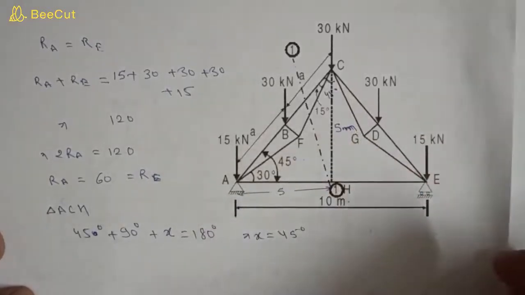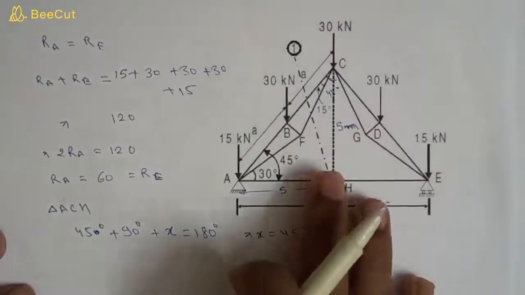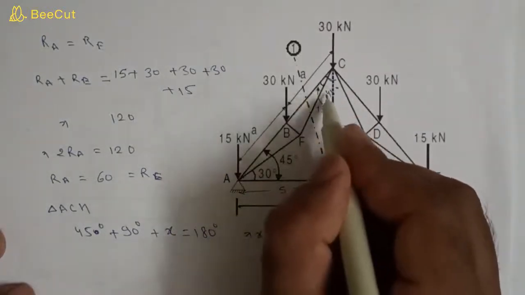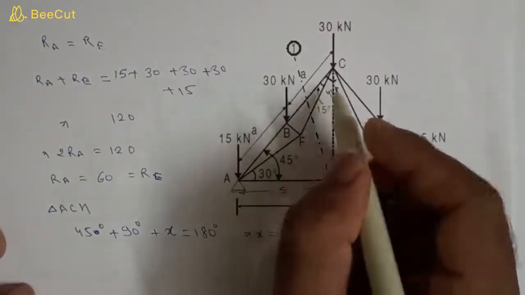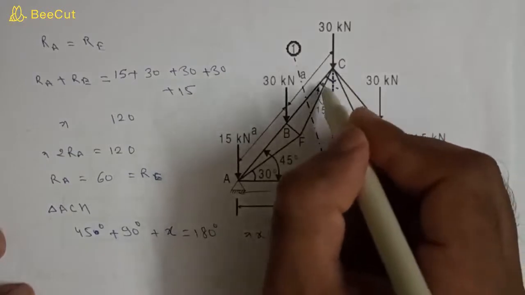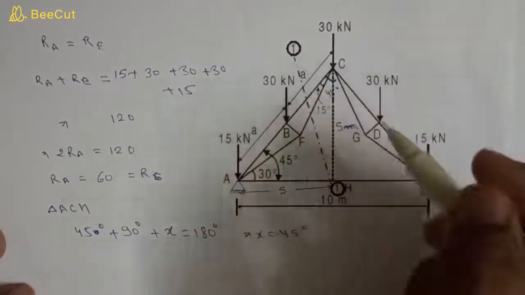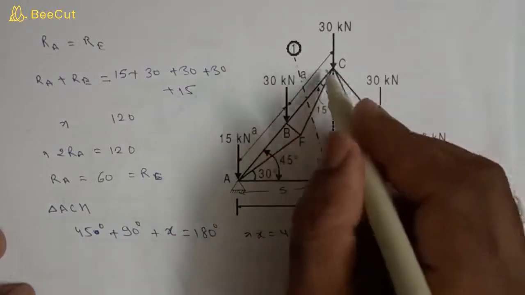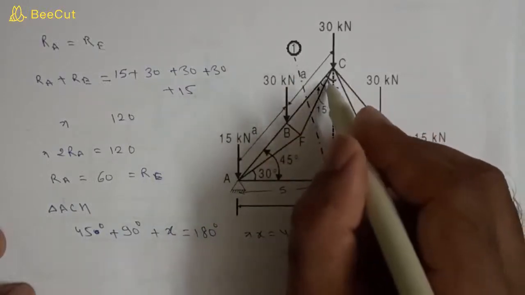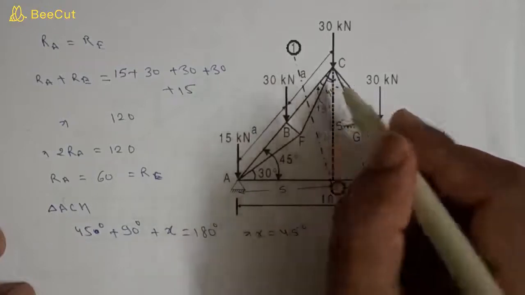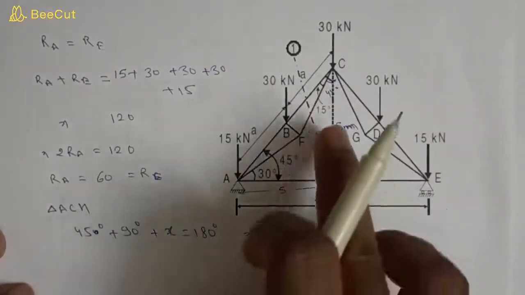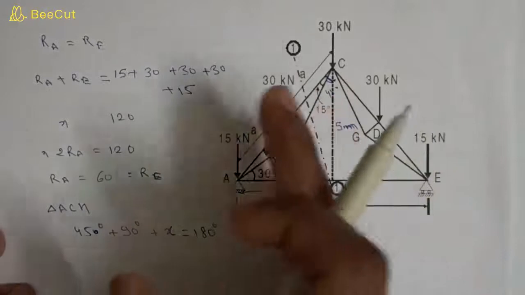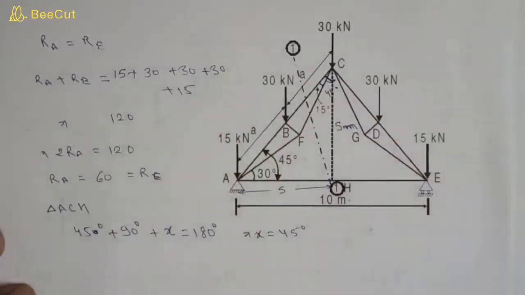Okay, this angle is 15 degrees, this total angle is 45 degrees, and the angle of this FC member from the horizontal should be 60 degrees, because this one is 30 degrees. Now let's draw the part of the truss which is left of this section 1. So we have drawn this.